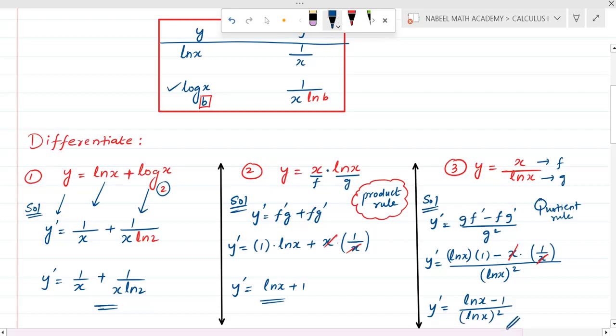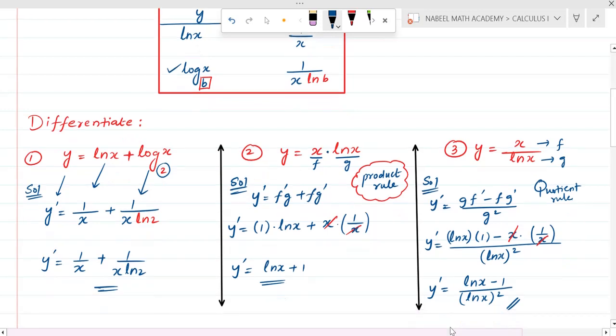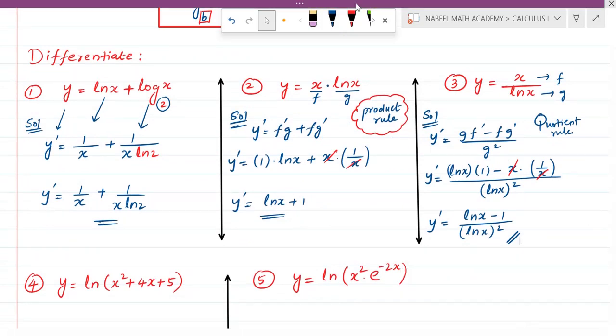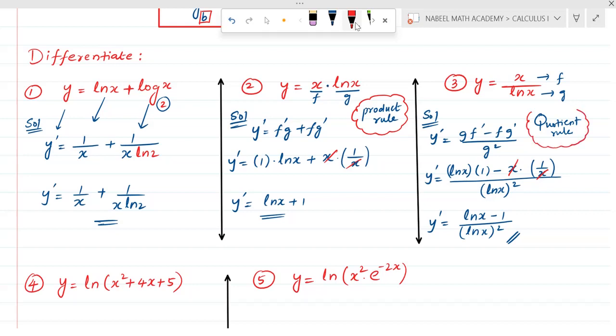By the way, you cannot cancel this one because of the minus 1. If the minus 1 were not there, you could cancel this part. You can simplify further. So this is the quotient rule, and this is the product rule we have taken. Now let us go with the next problem. How will you solve the next problem?